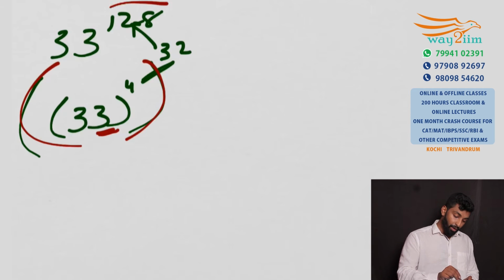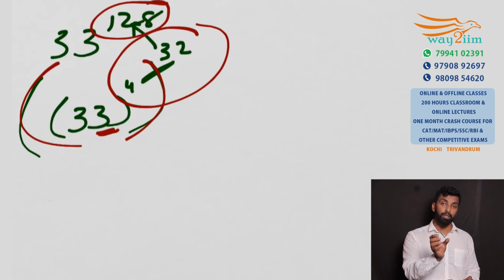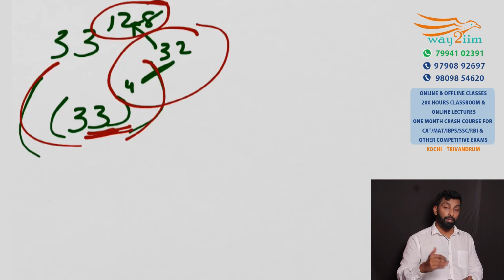What I did, I wrote this 128 as 4 and 32, right? Why? Because I know the method for a number ending in 1. So I need to make sure that the number in the bracket will end in 1. But I also need to know the previous number to get the second digit, right? Now how am I going to do it? So here I'll discuss one concept.